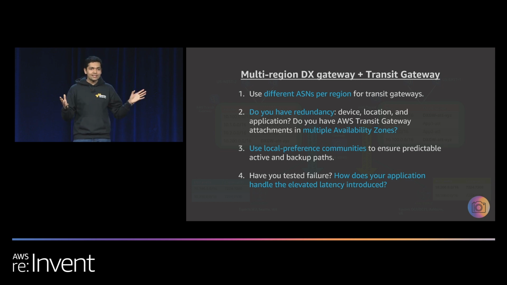And in this setup, figure out how your Direct Connect device redundancy looks, how your location redundancy looks, and most importantly, how your application redundancy looks. Also test the failovers, like what does that look like? And in case it fails over, how does it impact your application? In most cases, how does it impact the application if you have elevated latency? Does it time out? How does it operate?